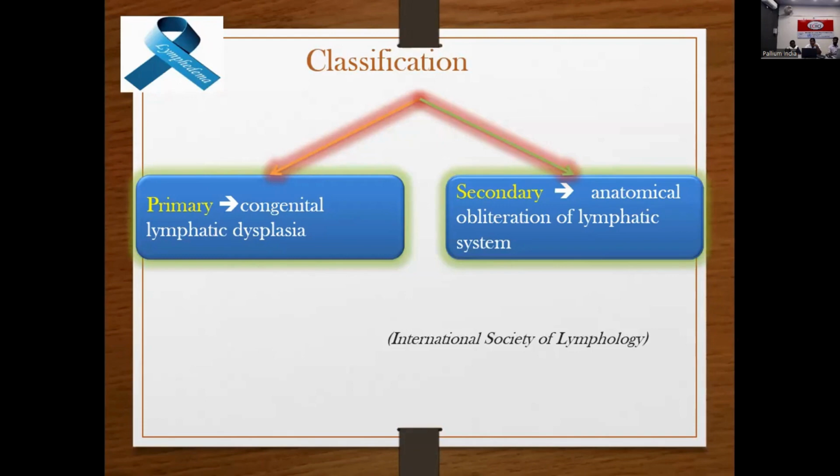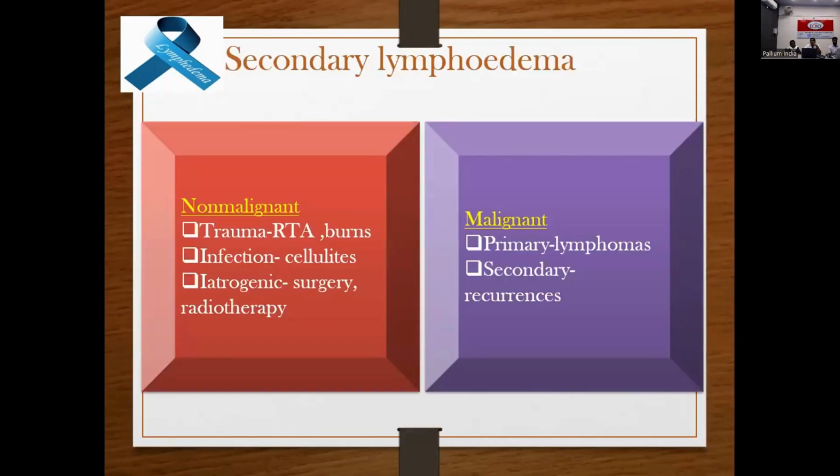In secondary, there are further classifications: malignant and non-malignant. Malignant means, as you all know, cancer-related. Sometimes a patient may develop malignant tumors in the lymphatic system. That is called primary lymphomas. And secondary means recurrence. Sometimes a patient may get cancer or malignant tumors in one part that spread to the surrounding lymph nodes. That is called secondary.